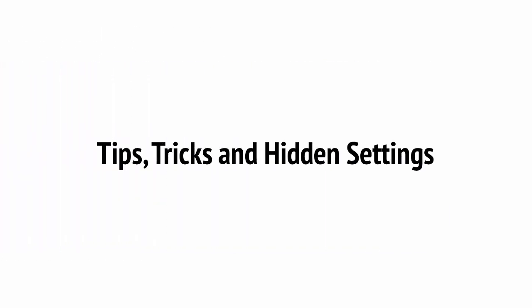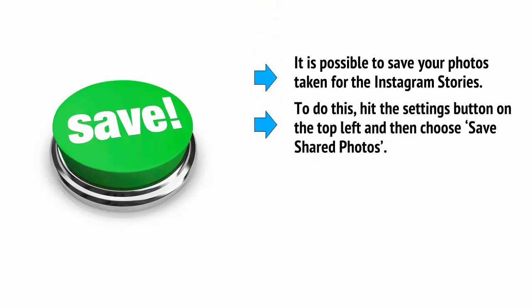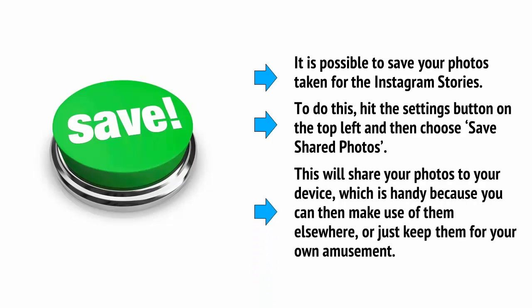There are a few more tips, tricks, and hidden settings that won't immediately be apparent when you first start to use these new features. For starters, it is possible to save your photos taken for the Instagram stories. To do this, hit the Settings button on the top left and then choose Save Shared Photos. This will share your photos to your device, which is handy because you can then make use of them elsewhere or just keep them for your own amusement.